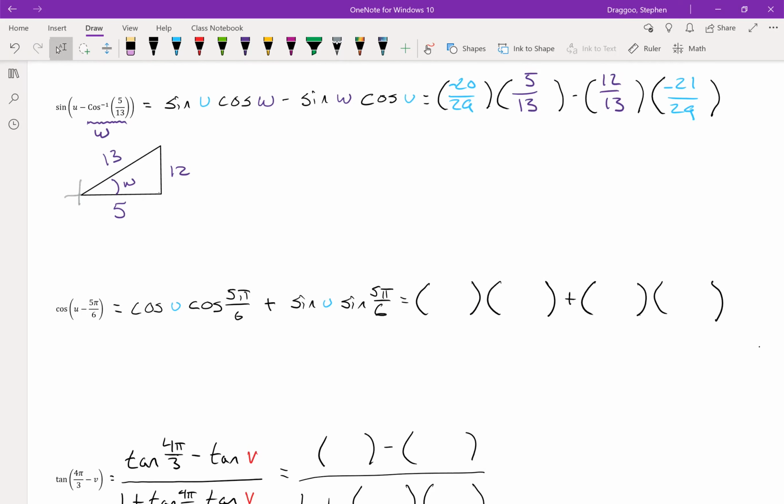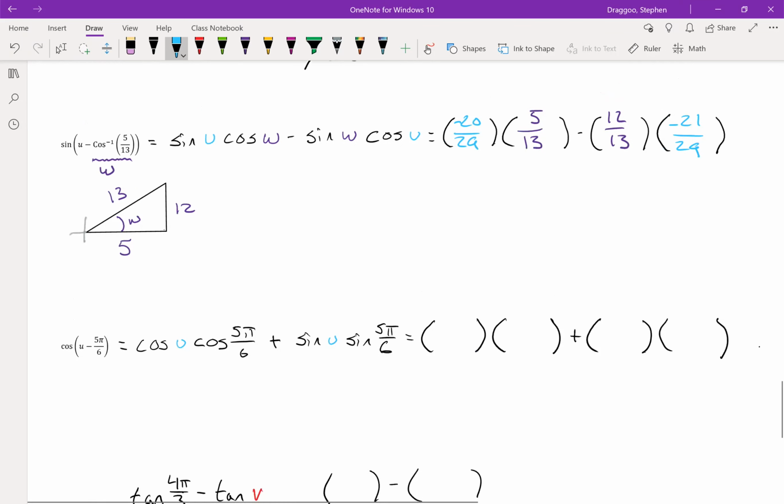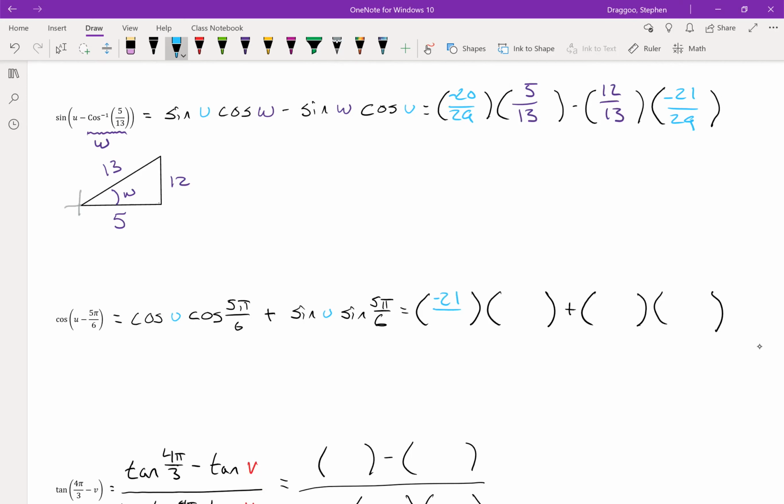All right. Then, next part down, cosine of u minus 5 pi over 6. So again, I'll fill in those values from u. Cosine of u was negative 21 over 29, while the sine of u is negative 20 over 29. And then I can go to the unit circle for the other two values. Cosine of 5 pi over 6 is negative root 3 over 2, while the sine of 5 pi over 6 is 1/2.